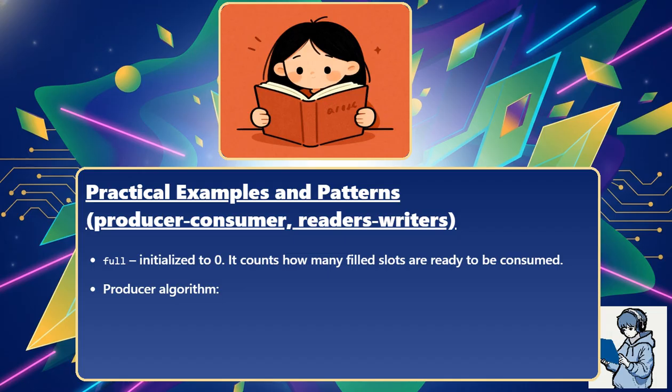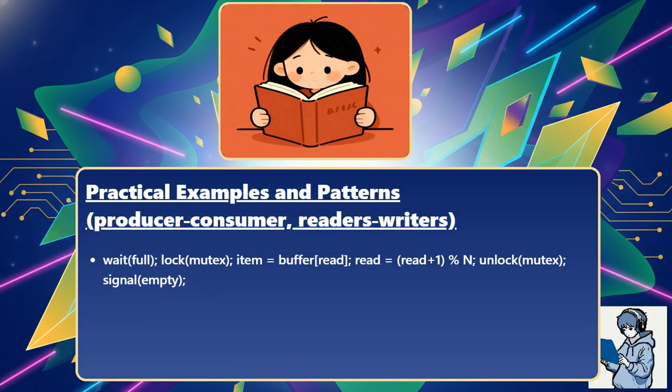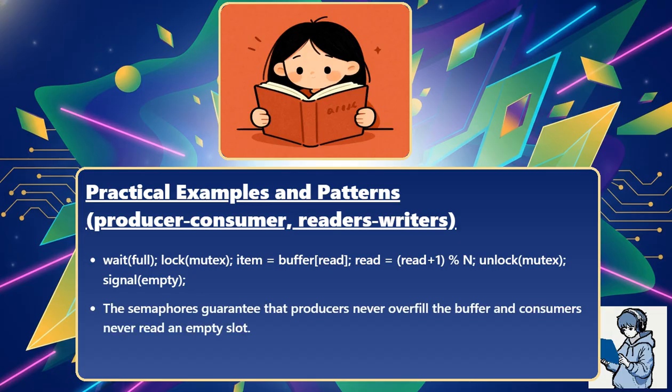Producer algorithm: wait(empty), lock(mutex), buffer[write] = item, write = (write + 1) modulo n, unlock(mutex), signal(full). Consumer algorithm: wait(full), lock(mutex), item = buffer[read], read = (read + 1) modulo n, unlock(mutex), signal(empty). The semaphores guarantee that producers never overfill the buffer and consumers never read an empty slot.